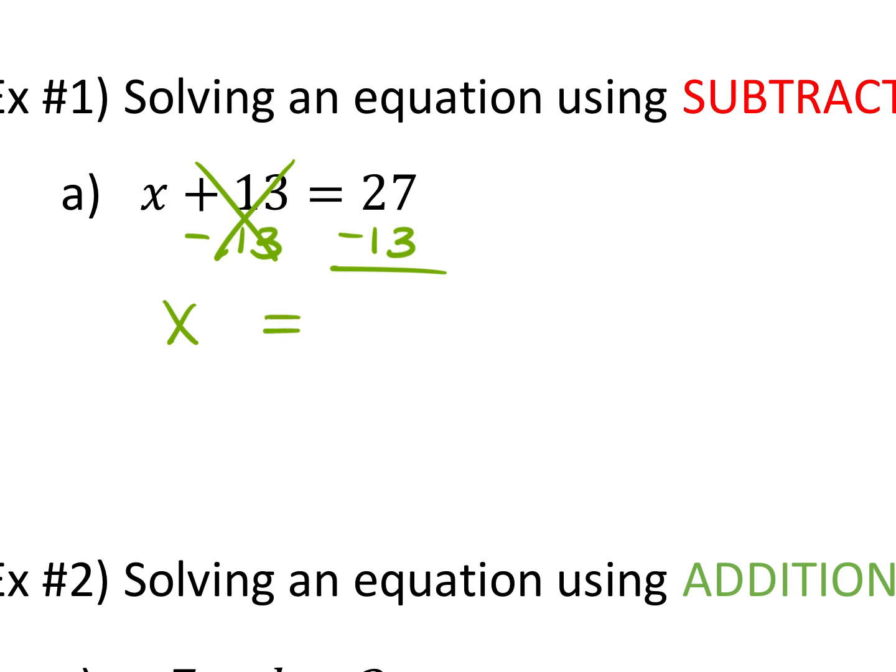27 minus 13 is 14. Okay, so if we were to plug that back in, 14 plus 13 is in fact 27. We know we got the right answer.